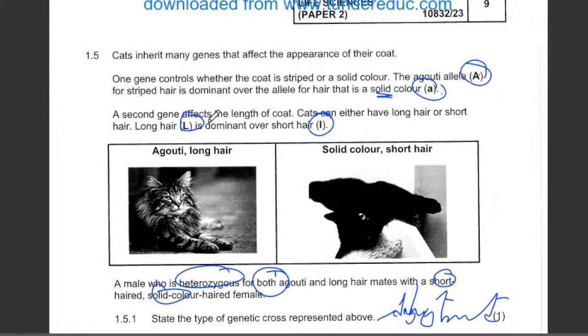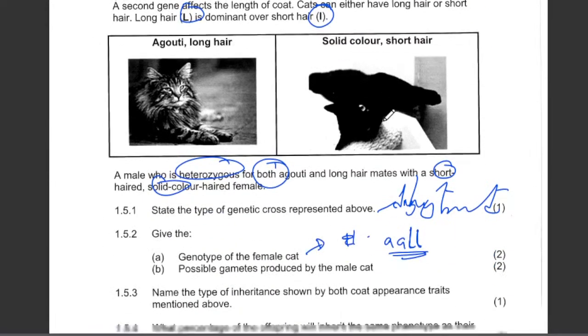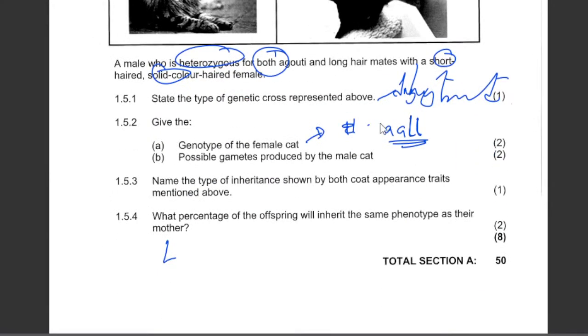What is it starting? Let me see. Long, okay, capital A. It's the same thing. Capital A, heterozygous. They are saying heterozygous: capital A, capital L, small l. This is the genotype of that, but they're looking for the gamete. So this is not the answer.